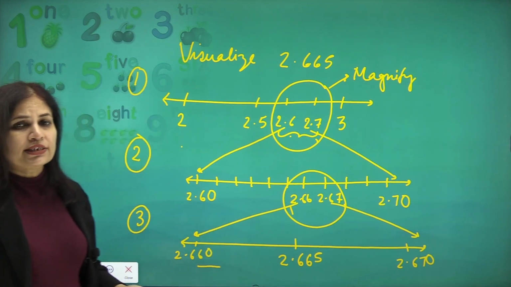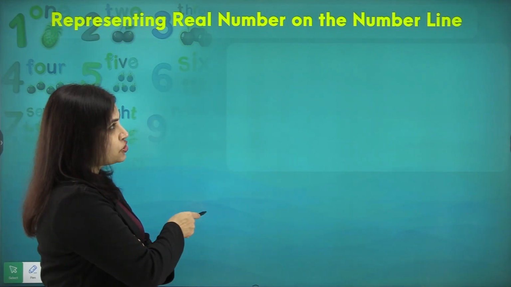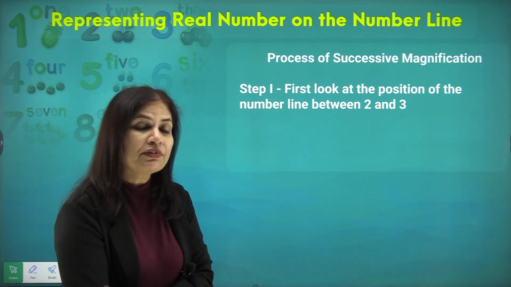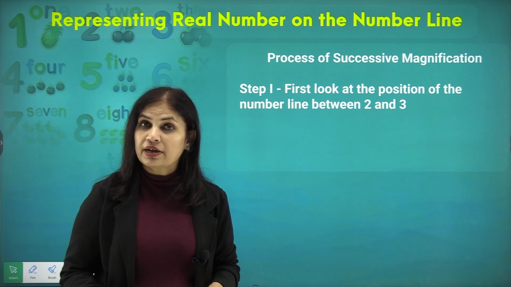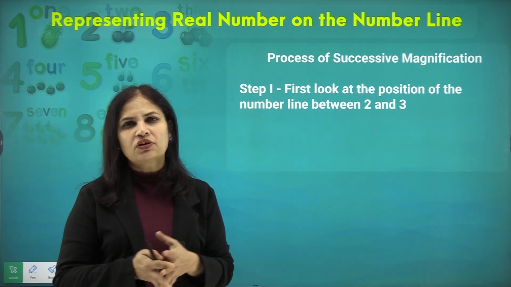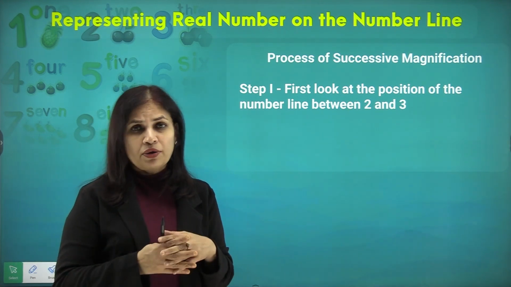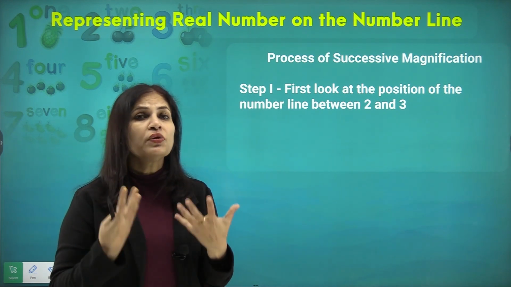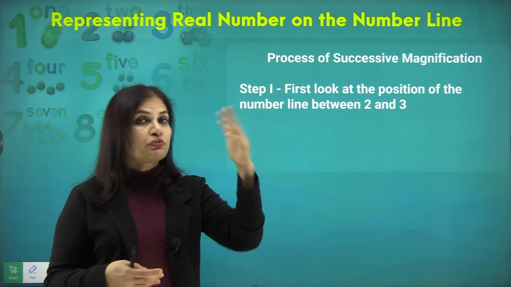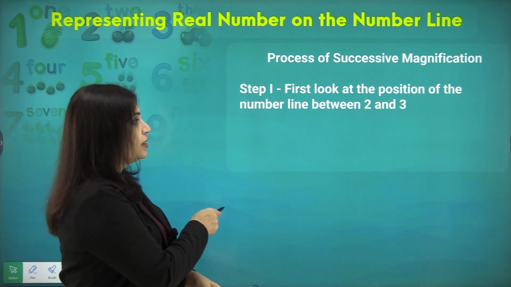So let's recall it once again. What we have learnt in magnification. Going by my same example, 2.665, if I have to represent 2.665 on a number line by the method of successive magnification, how will I do it? First, I'll think of where this 2.665 lies on a number line and where we can locate it between two integers. Between two integers, 2.665 can be located between 2 and 3. So, on the number line, the first step I have to mark 2 and 3.